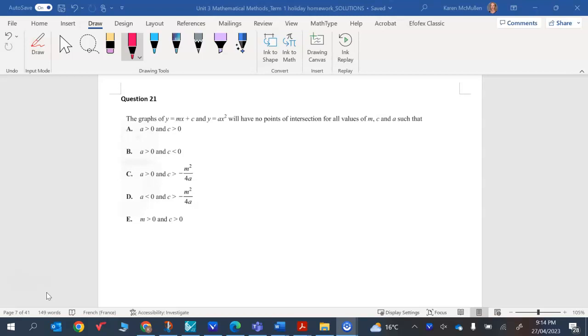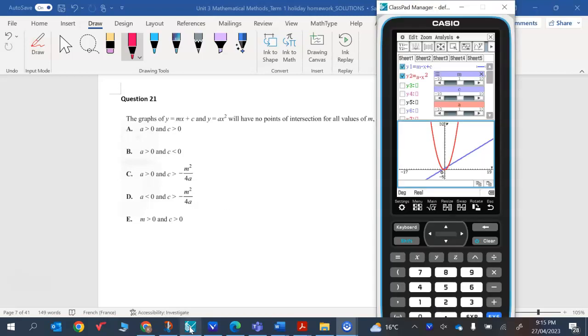Okay, so for a question like this, you've got these variables m and a and c, and they can take on any value basically. So I would just create a slider on the calculator. I know for some of you the slider's not working, so we might have to look at fixing that. But I just did this question, so let's have a look at it again.